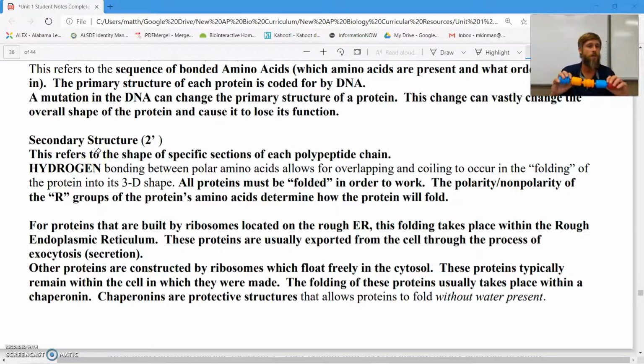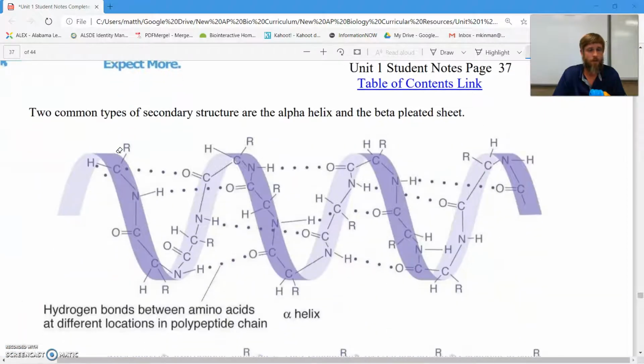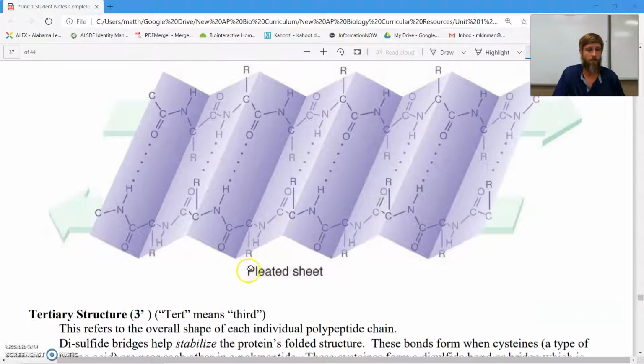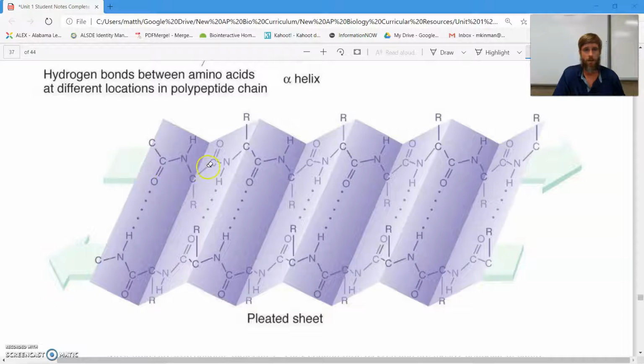This refers to the shape of the specific sections of each polypeptide chain. Okay, now we have two types of secondary structures. So go down, we have an image. Here's the first shape. We could have what's called an alpha helix. So a helix should make you think of a spiral-shaped structure. And then we can have a pleated sheet. So here we have the primary structure lined up and then folded and wrapped around, and then folded again and wrapped around.